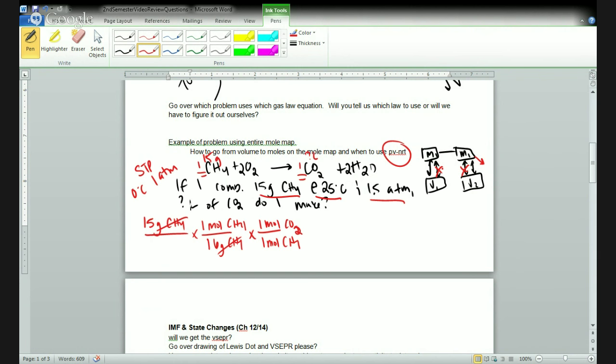So on my calculator, I'm just going to do 15 divided by 16. Because I've got 2 sig figs, this gets me 0.94 moles of CO2. So I'm going to use PV=nRT to finish my problem up. Because I was at moles and I want to solve for volume, I'm solving for the V in PV=nRT. My P comes from my problem, which is 1.5 atmospheres.